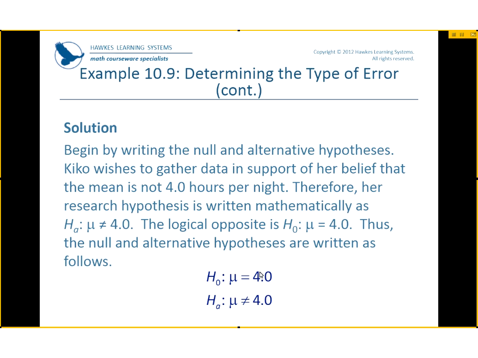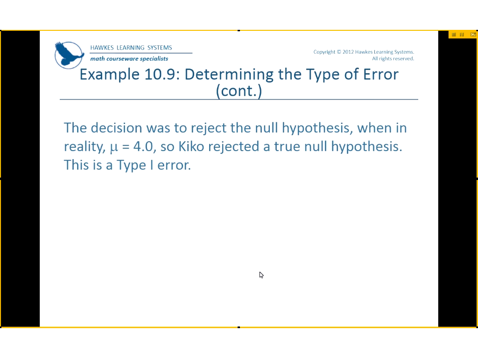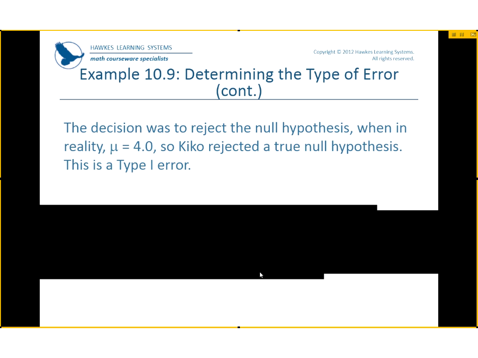Okay, remember, this is one of those scenarios. We don't care if it's less than or greater than. We just want to know that it's different. So our alternative is the mean is different than 4.0. Our null is that our mean equals 4.0. Well, the decision was to reject the null when in fact it was true. So because she rejected a null when in fact it was true, that's a type 1 error.